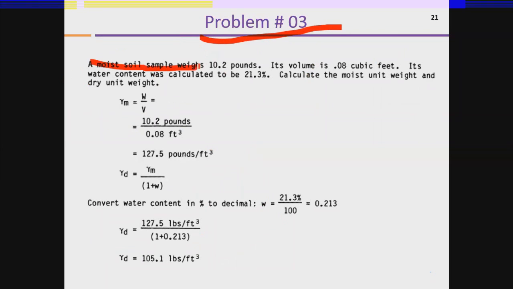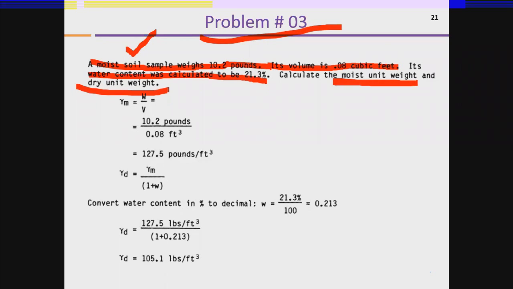A moist soil sample weighs 10.2 pounds. How much? 10.2 pounds. When the soil is in the moist state, in the wet state, its volume is 0.08 cubic feet. Its water content was calculated and found to be equal to 21.3%. Now calculate the moist unit weight gamma B or gamma M and the dry unit weight.